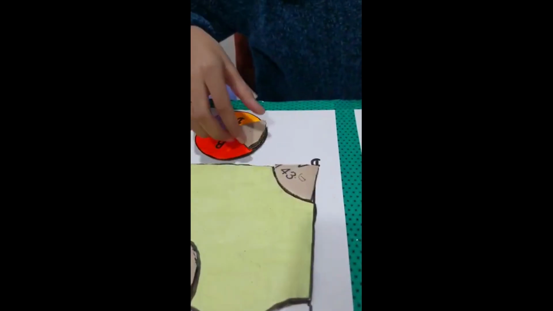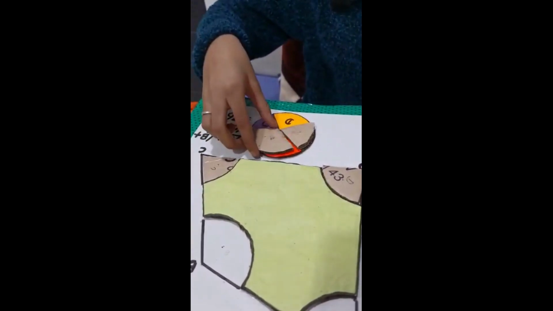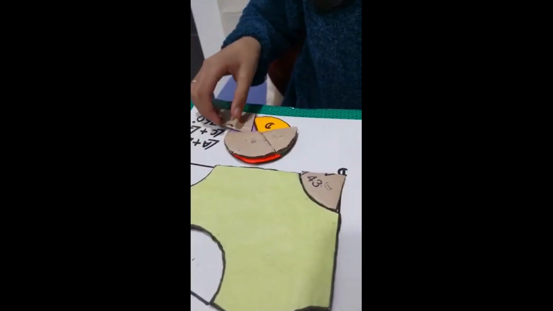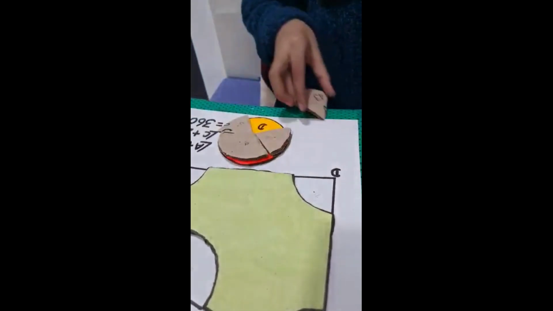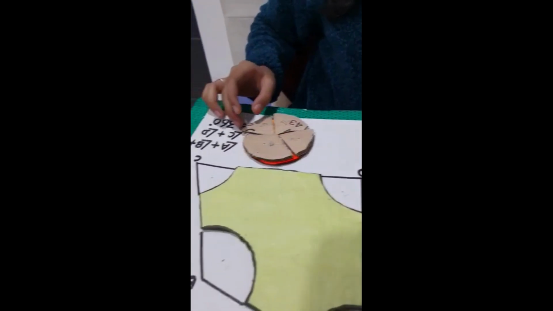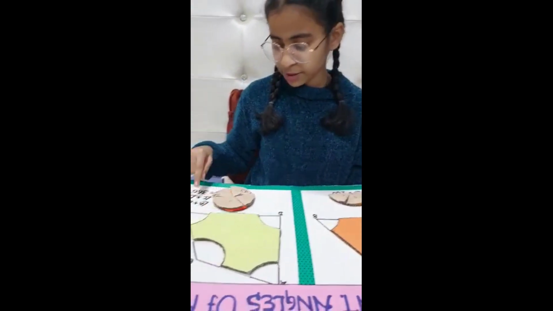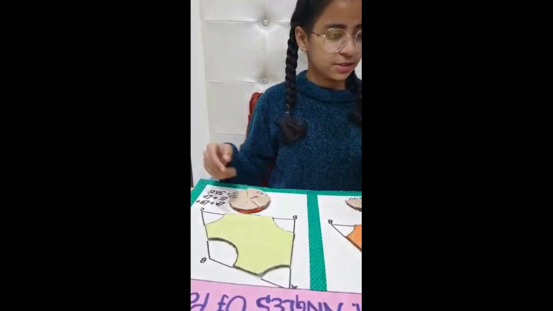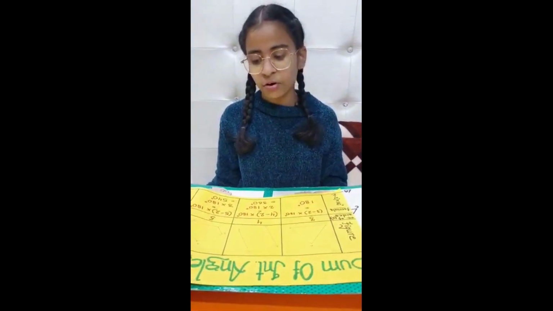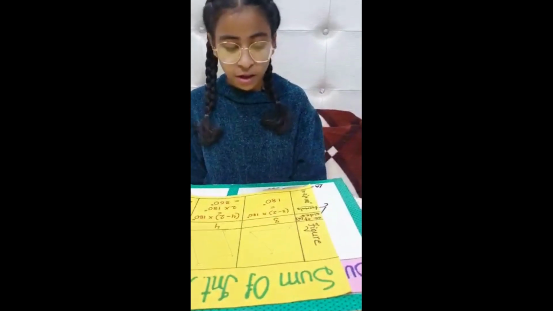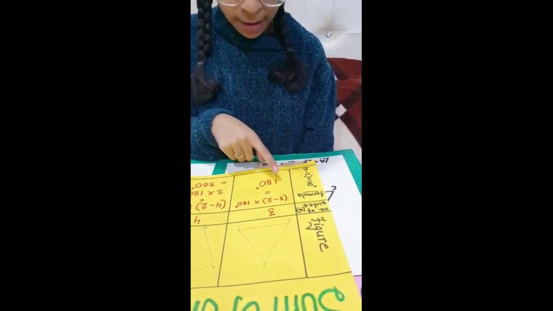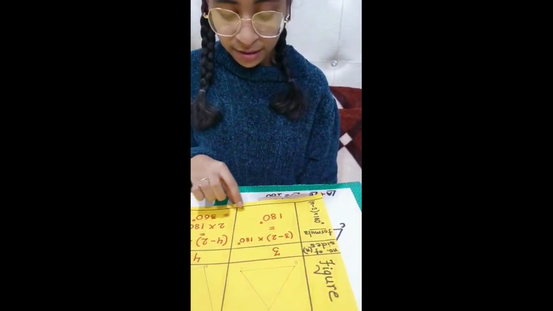Similarly, in a quadrilateral, if I take angle A, angle B, angle C and angle D, you can see that their sum is equal to 360 degree. So angle A plus angle B plus angle C plus angle D is equal to 360 degree. So now I will show you how to calculate the sum of interior angles of any polygon with the number of sides equal to n and using a formula which is n minus 2 into 180 degree.